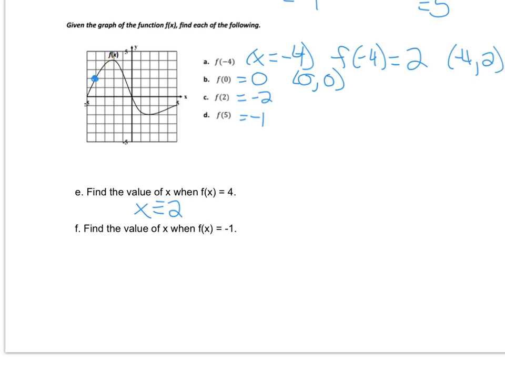Now, look at f. We'll find the value of x when f of x equals negative 1. So look at the graph. Where does the function equal negative 1? What's the x value? Do you see that it's 5? Okay, when the y value is negative 1, which is right here, the x value is 5.